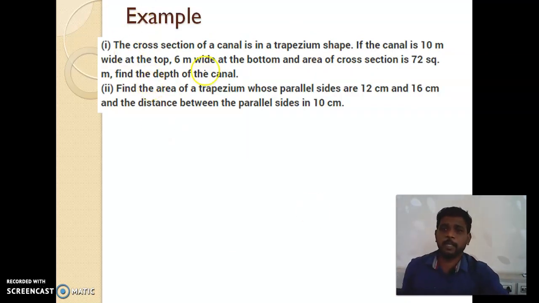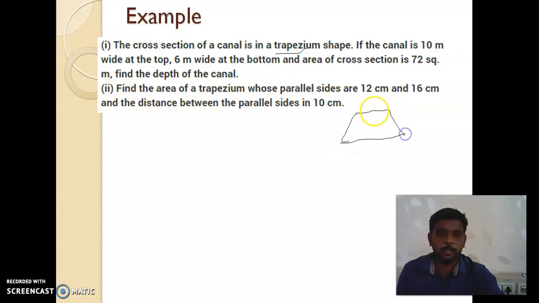Look at this question. The cross section of the canal is in the trapezium shape. If the canal is 10 meter wide at the top and 6 meter wide at the bottom, and the area of the cross section is 72 square meter, find the depth of the canal. That is, it is in the form of a trapezium. So trapezium means definitely it is like this. Okay, so these two are the parallel sides, these two are the non-parallel sides.